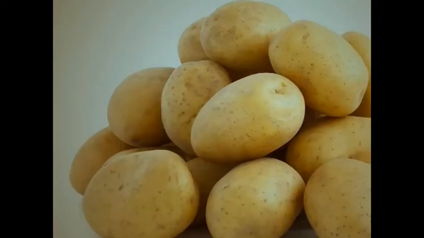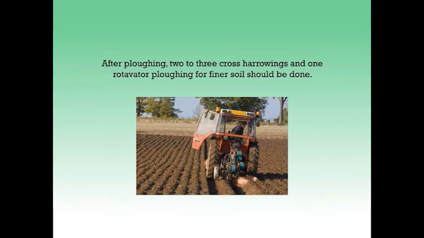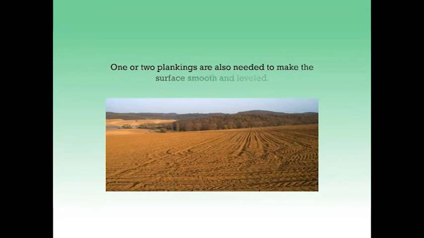Now let's come to the cultural practices of this potato crop. Let's see first field preparation. A well pulverized seed bed is required for good tuberization of the crop. After plowing, 2 to 3 cross harrowings and 1 rotavator plowing for finer soil should be done. 1 or 2 plankings are also needed to make the surface smooth and level.